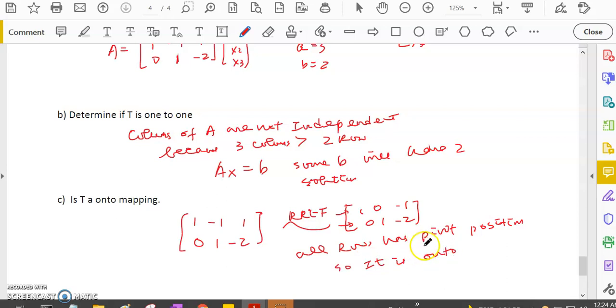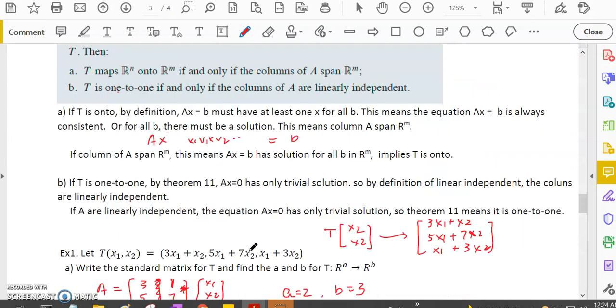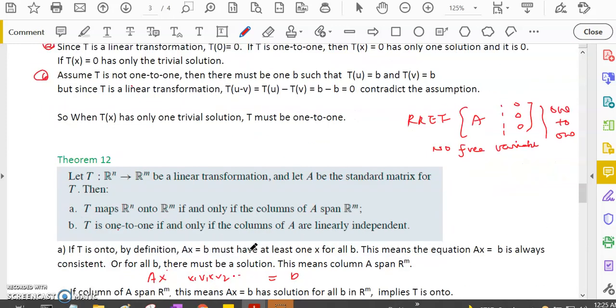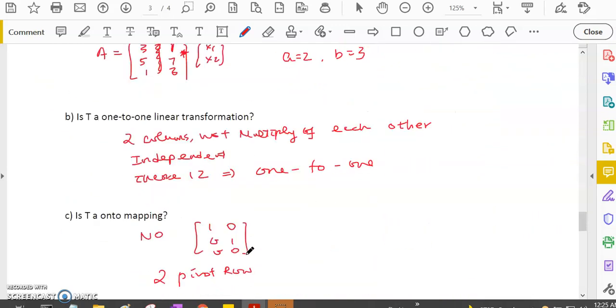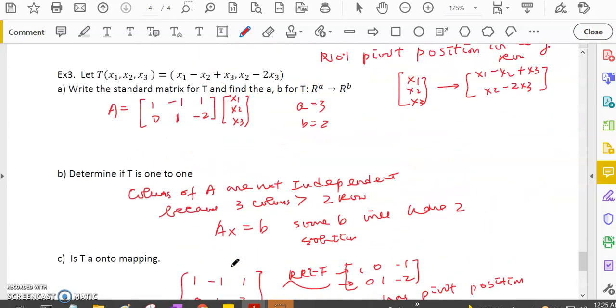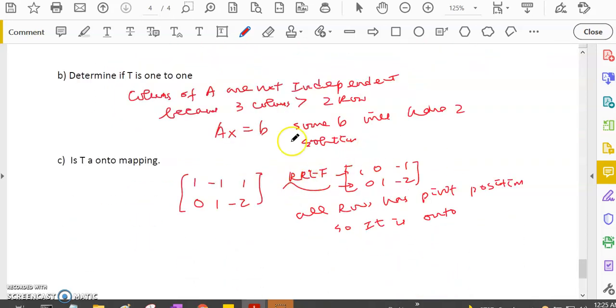So in a nutshell, that's what you need to know. For onto, you see if all rows have pivots, because onto basically looks at whether Ax equals b is solvable. So long as all the rows are okay, you should have a solution. For one-to-one, you look at whether the columns are independent. Independent means there are no free variables. In this case, you have three columns, so there must be some free variables.